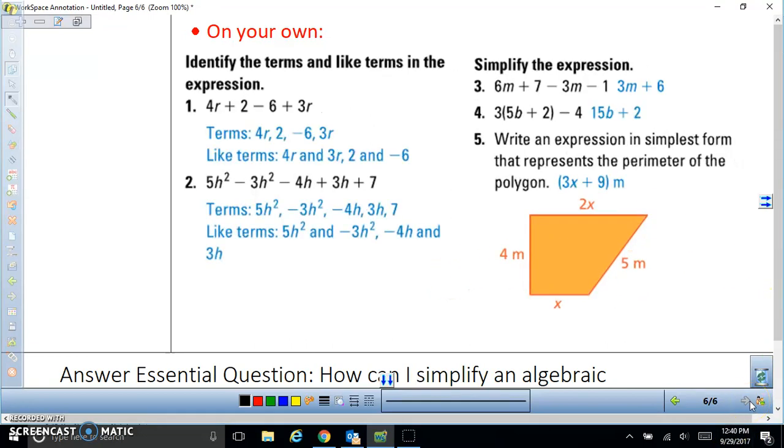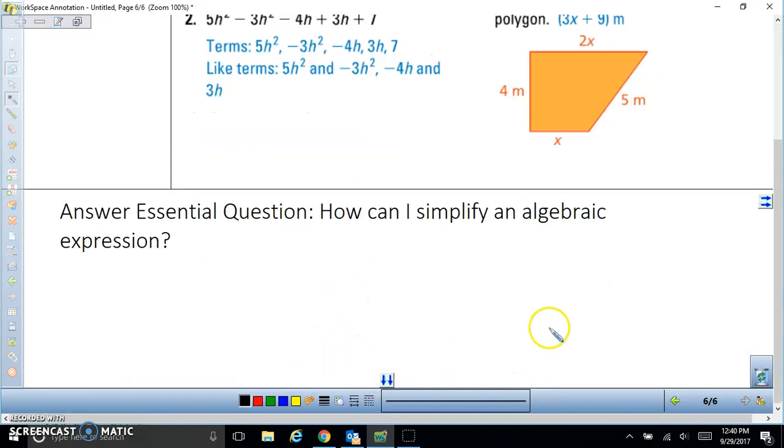Thanks for pausing that video. Here are your like terms for number 1. Here are your like terms for number 2. Here's what you should have simplified to for problems 3 and 4, and the expression you should have written for the perimeter for number 5. Go ahead and answer your essential question and take that checkpoint.